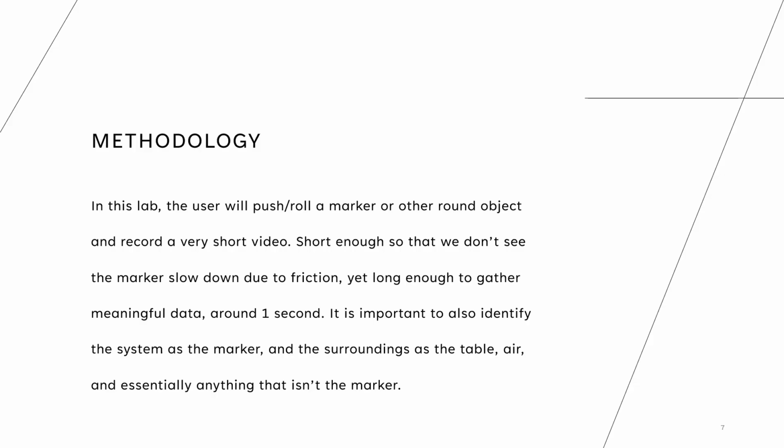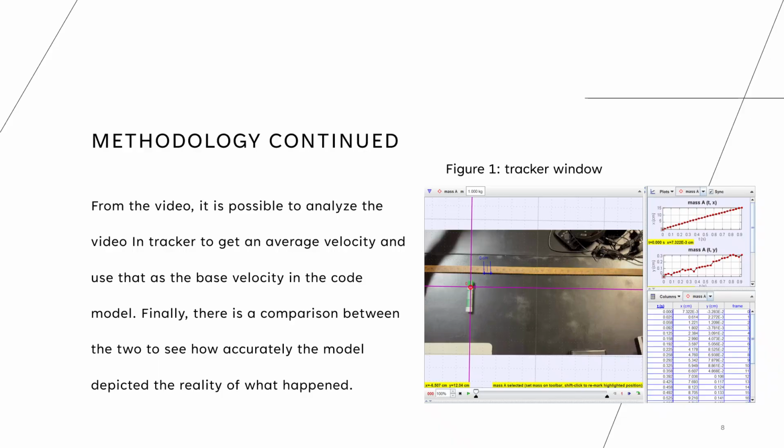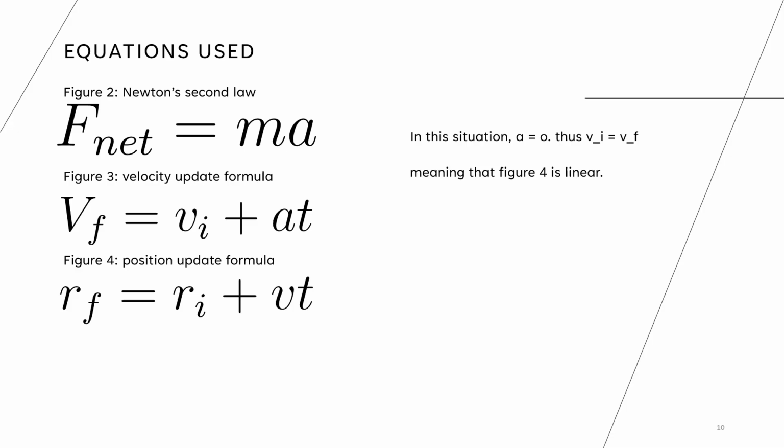Now here, the experiment is explained as such. A user pushes or rolls a marker over round objects and records a video. Doing so, we identify the system as the marker and the surroundings as everything else. Taking this video, we can then analyze it in the application Tracker, get an average velocity, and use that as the base velocity in the code model. Finally, we chart the two data sets and see how well the model depicted reality.